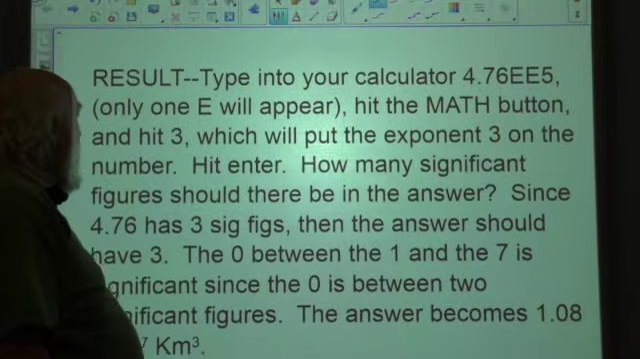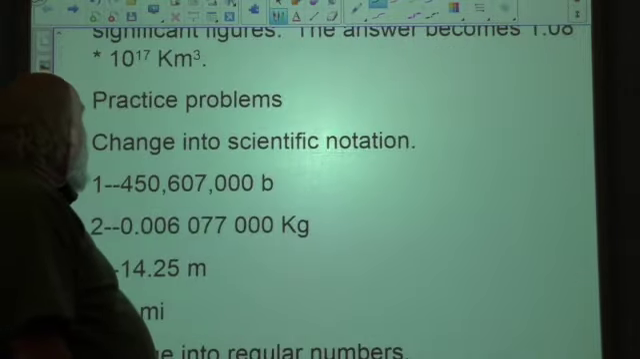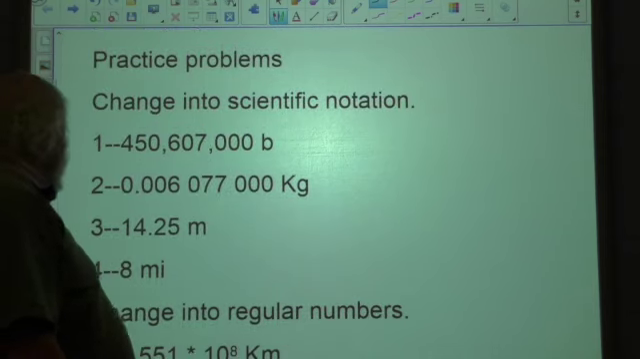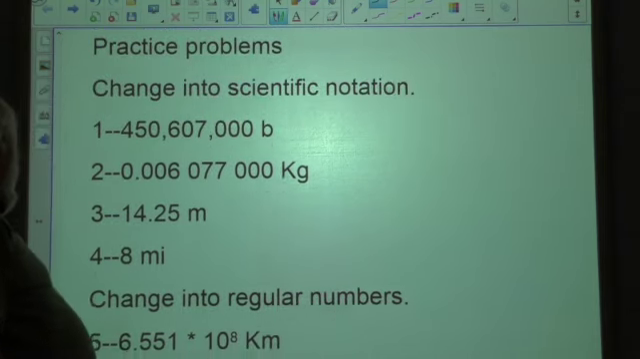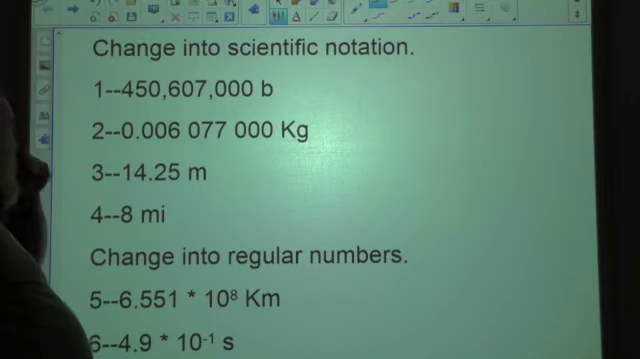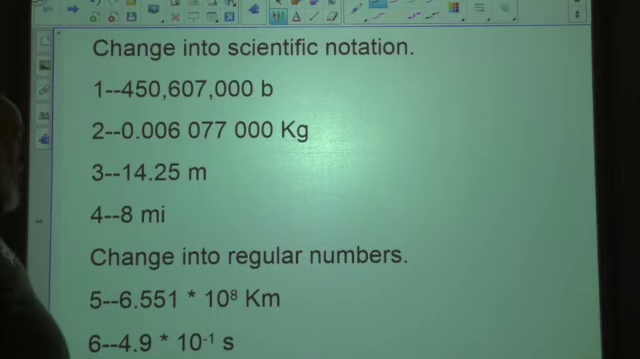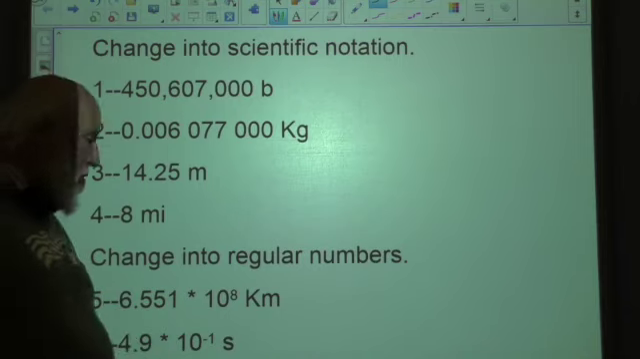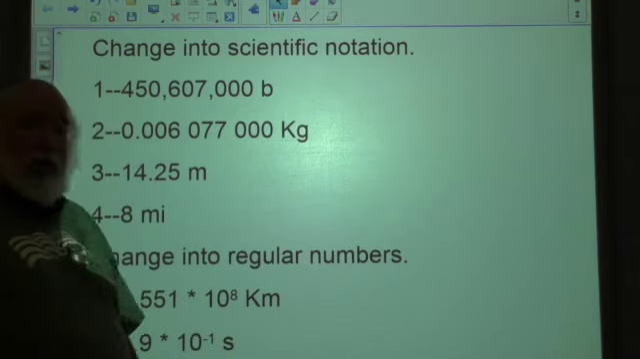So that leads us to our practice problems. We have 6 of them: 4 of changing into scientific notation, 2 of changing scientific notation into regular numbers. Good luck.